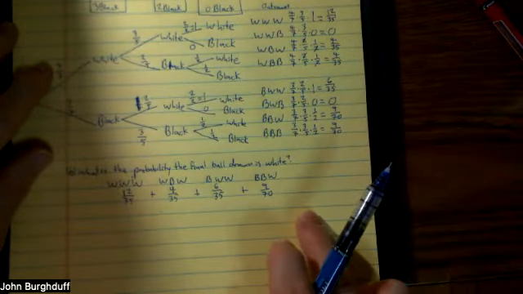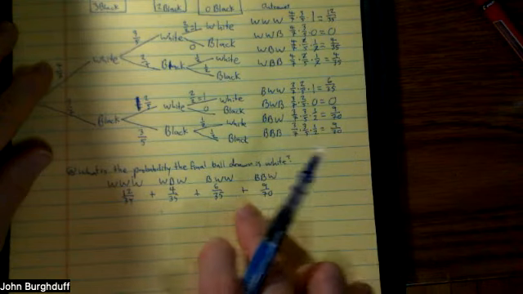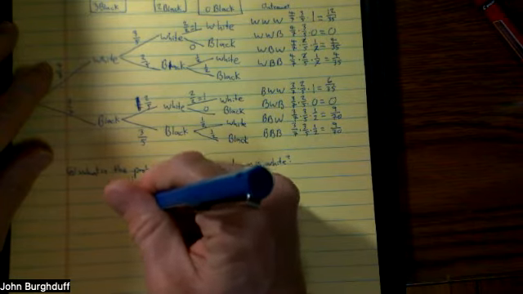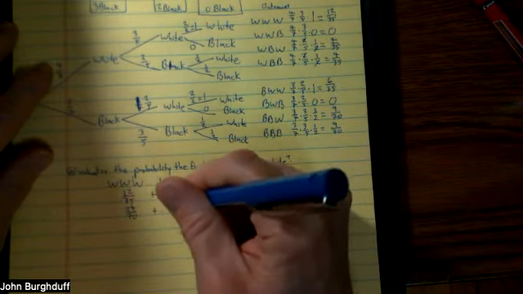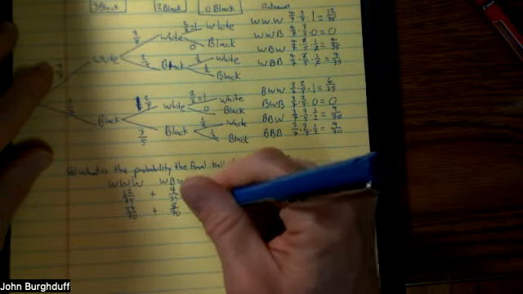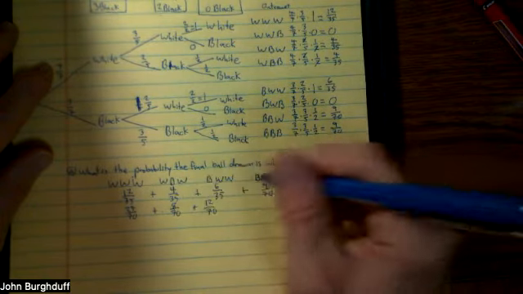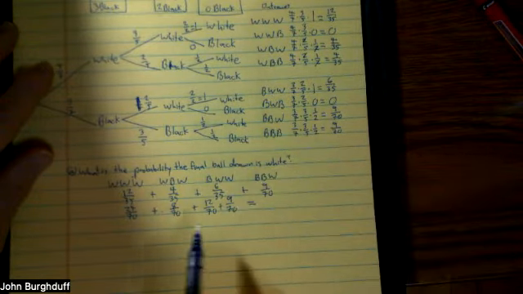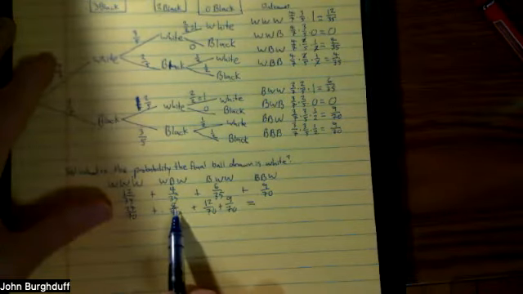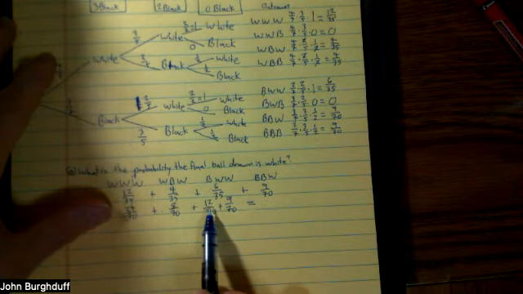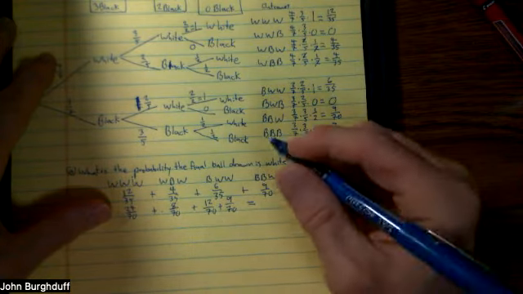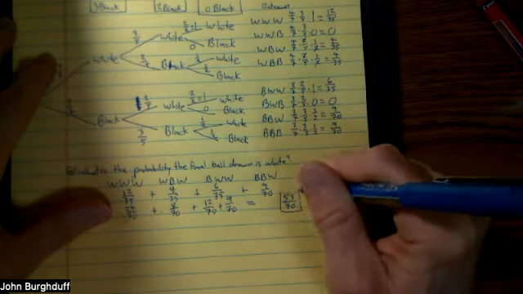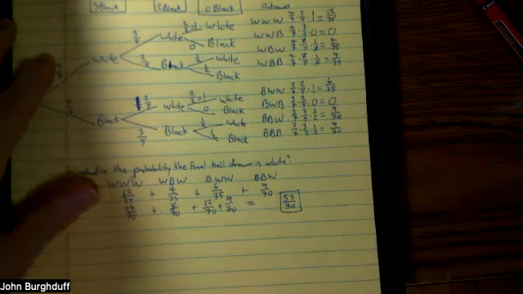To add these fractions, I'll need a common denominator. I'll have to write them all over 70. So some of these I'll have to multiply numerator and denominator by 2. This becomes 24 over 70, 8 over 70, 12 over 70, and then we have the 9 over 70. Add those up. Let's see what we get. 24 plus 8 is 32, plus 12 is 44, plus 9 is 53 over 70. The probability that the final ball drawn would be white is 53 over 70.